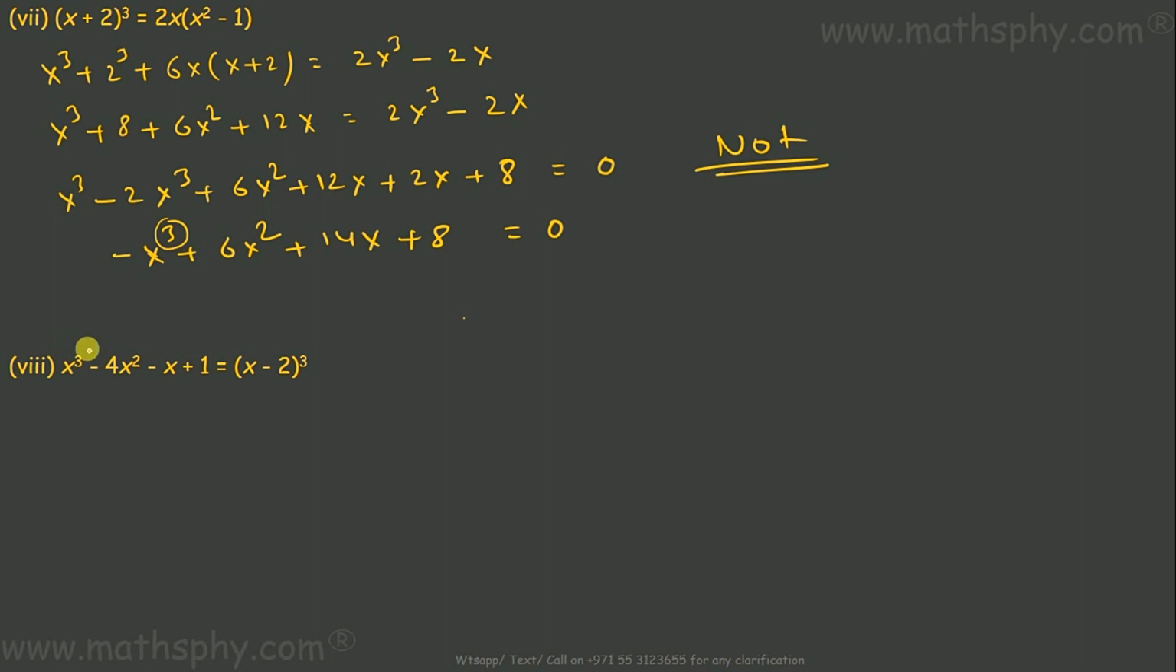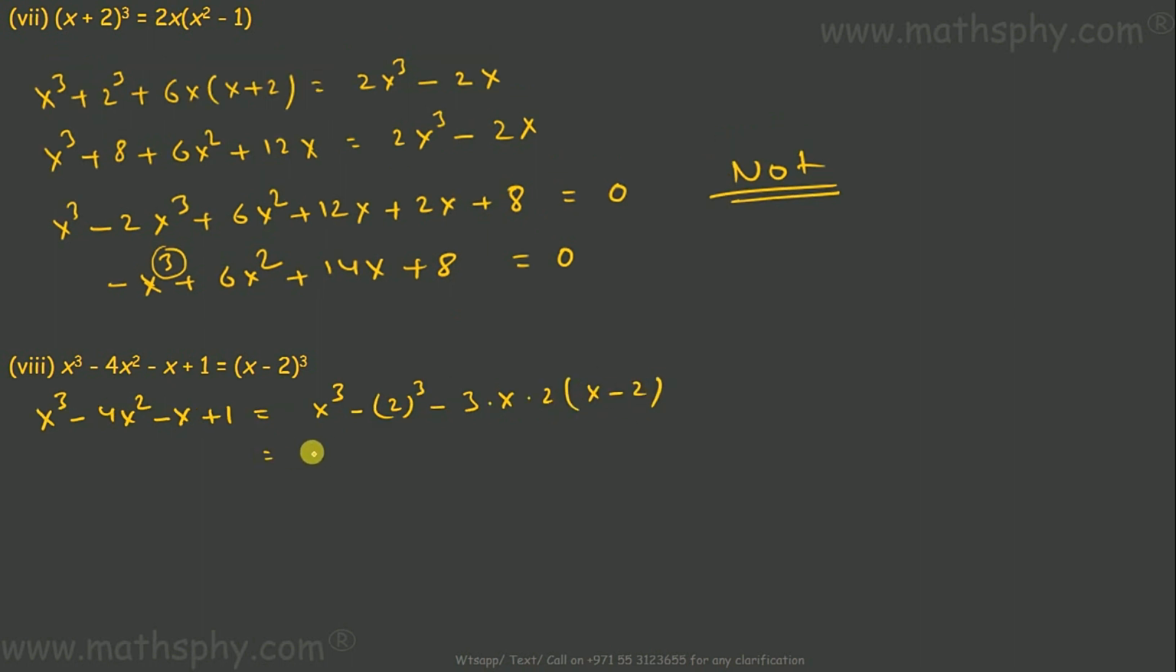This one here again, we have cubic power, apparently does not look like quadratic, but let's see what comes after solving it. So this is x cube minus 4x squared minus x plus 1 equals x minus 2 whole cube, which is a cube minus b cube minus 3ab, a plus b. So x cube minus 2 cube minus 3 into x into 2, x minus 2. To solve this, this gets you x cube minus 8 minus 6x, x minus 2. So this is x cube minus 8 minus 6x squared plus 12x, which is x cube minus 4x squared minus x plus 1. Now you can see here, this x cube and this x cube can be cancelled.